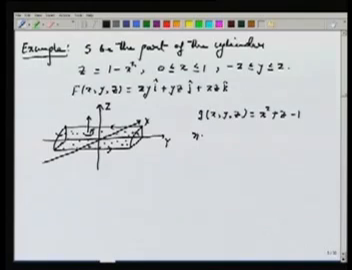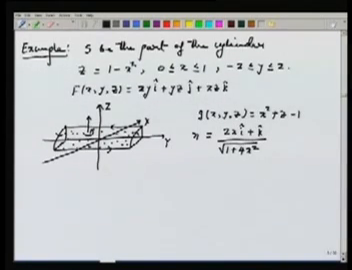Then n, that is grad g, that means twice x i plus k, divided by the norm, that is square root of 1 plus 2x whole square, that is 1 plus 4x square. This is the outward normal. You see the positive side appearing in k.